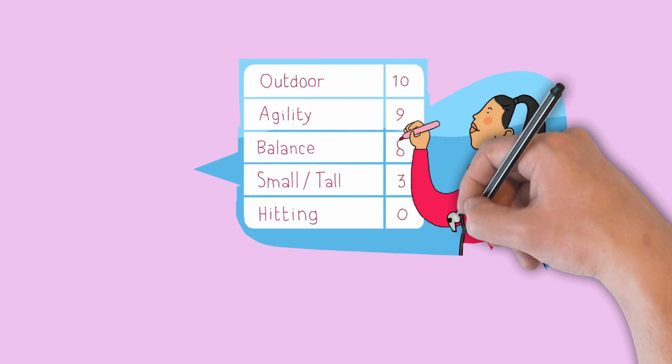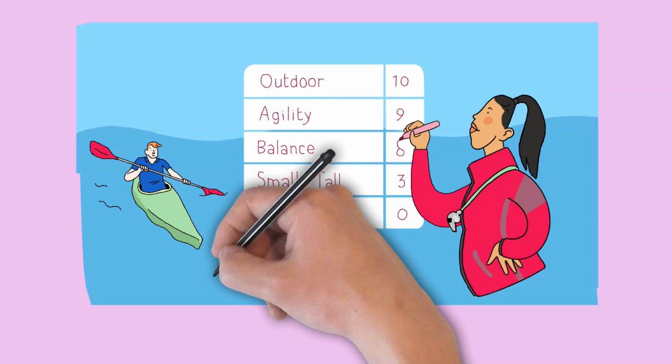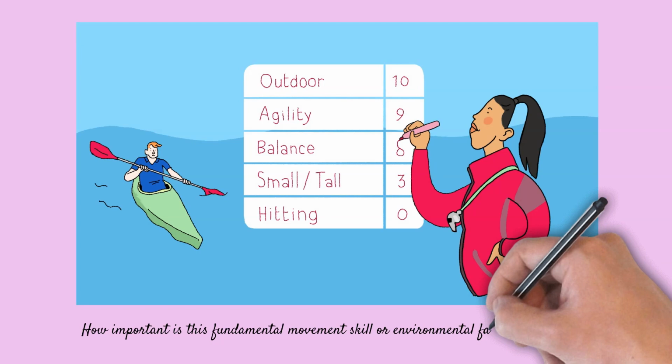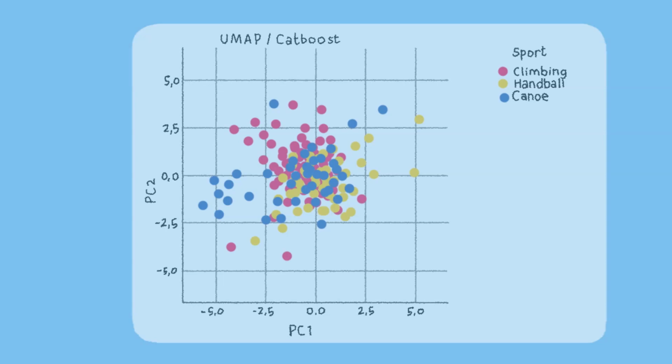similarities and differences. To compile these unique profiles, we asked coaches to indicate on a scale of 0 to 10 to which degree fundamental movement skills and environmental factors are important in their sport. The data was then analysed by contemporary statistics and machine learning to obtain similarities and differences between sports.